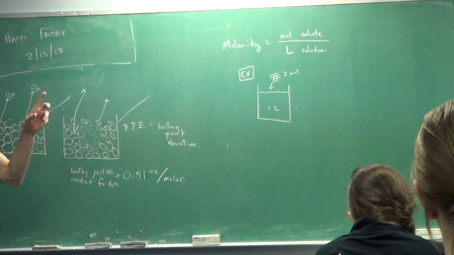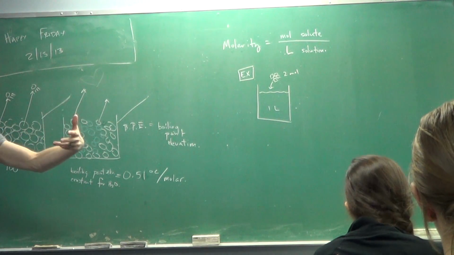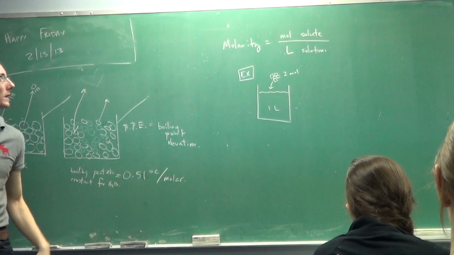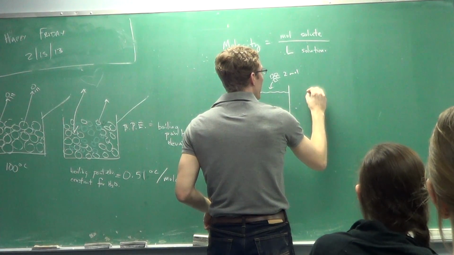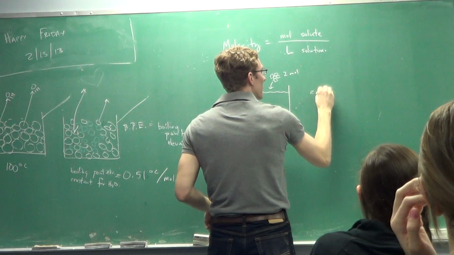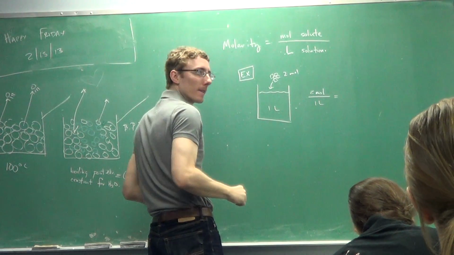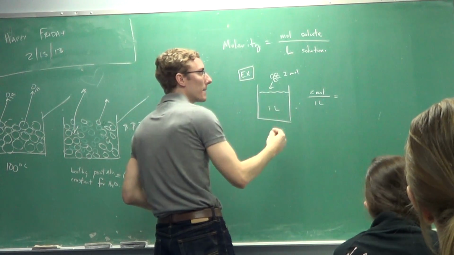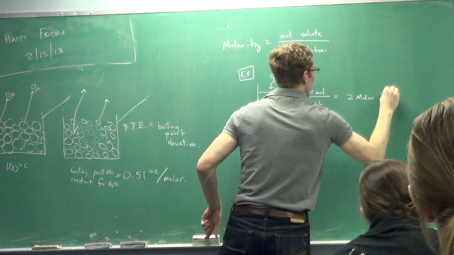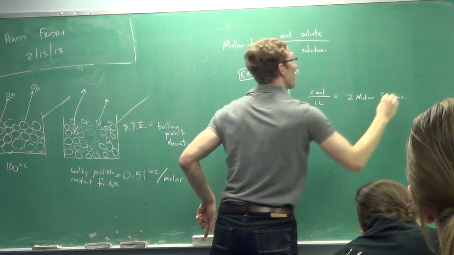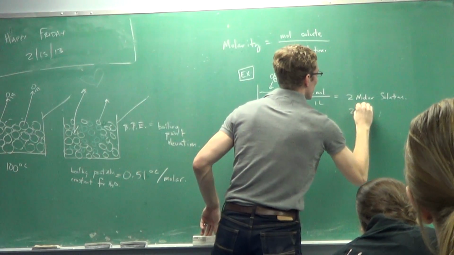You could know how many moles of salt that was by weighing it. The periodic table tells you how much a mole weighs. So what if we had 2 moles of salt? Well, run the molarity. Molarity is moles of solute over liters of solution. 2 divided by 1, this is a 2 molar solution. Capital M is also used for molar.